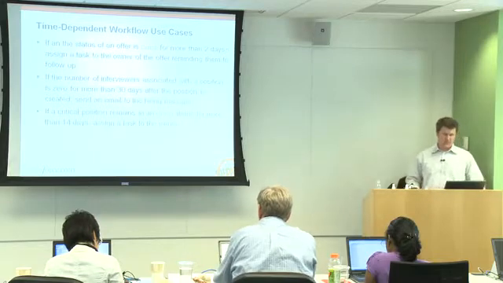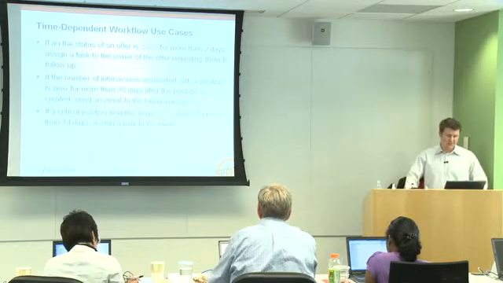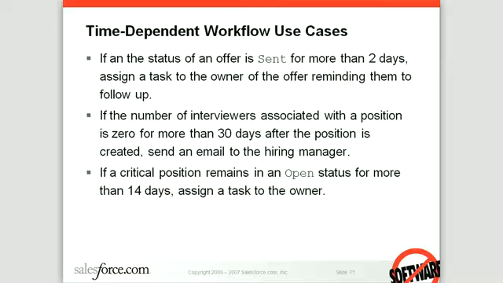Some examples of things to do, and this is what we're going to be doing in the labs. If the status of an offer is sent, so we send out an offer to a candidate and haven't heard back in 2 days, maybe we assign a task to the recruiter: you need to follow up with this person. If the number of interviewers associated with a position is 0 after 30 days, email the hiring manager. If a critical position remains open for more than 14 days, if it's critical, it shouldn't be open for so long, so somebody should do something.